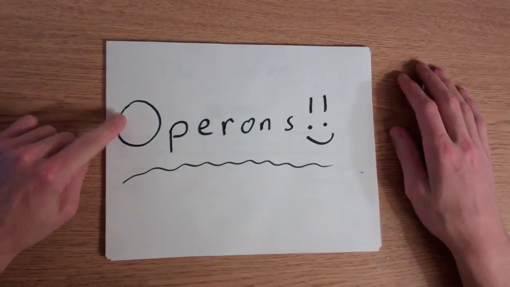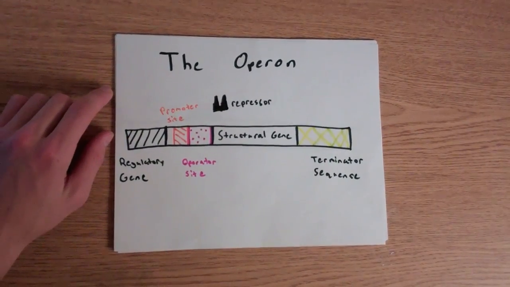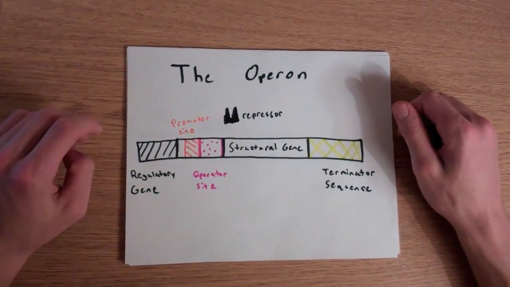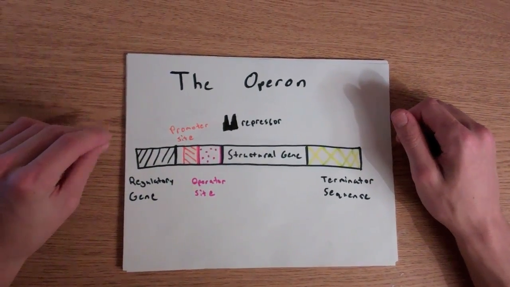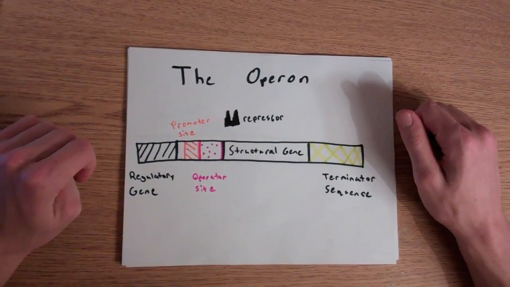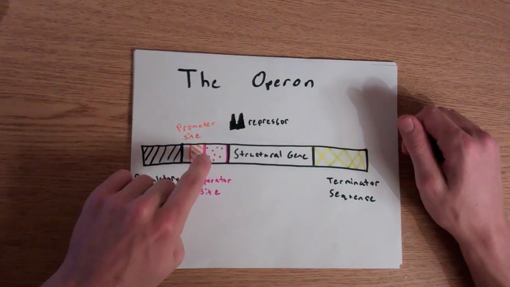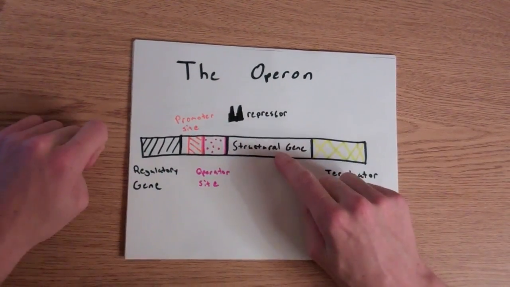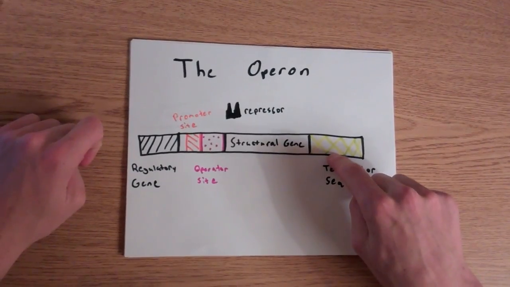Now we'll move on to operons. Genes are not just randomly ordered on the double helix. They're actually organized into operons. Operons are clusters of co-regulated structural genes. They consist of a promoter site, an operator site, the structural genes, and a terminator sequence.